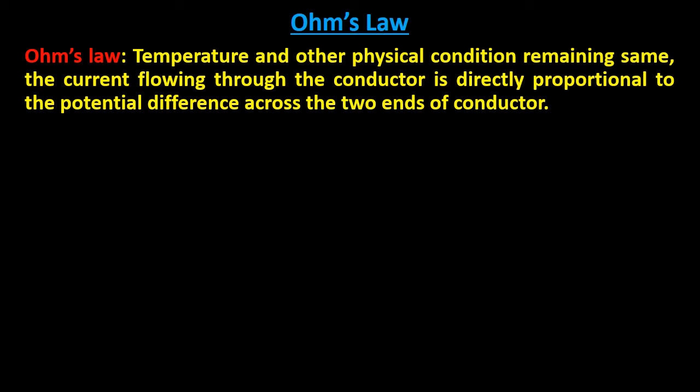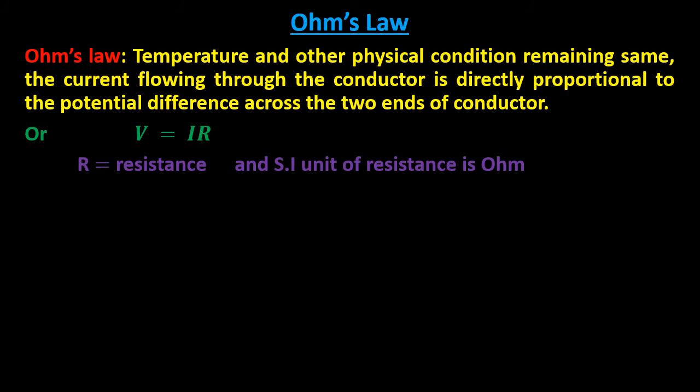So according to this Ohm's law, if the potential difference across the two ends of the conductor increases, then the current will also increase. The mathematical expression of Ohm's law is V equals IR, which is a very familiar equation. In this case, R is the resistance and the SI unit of resistance is ohm.